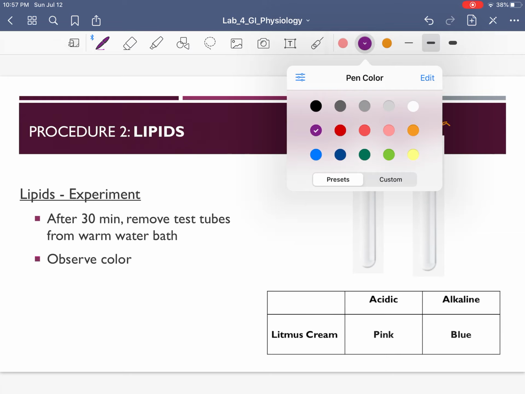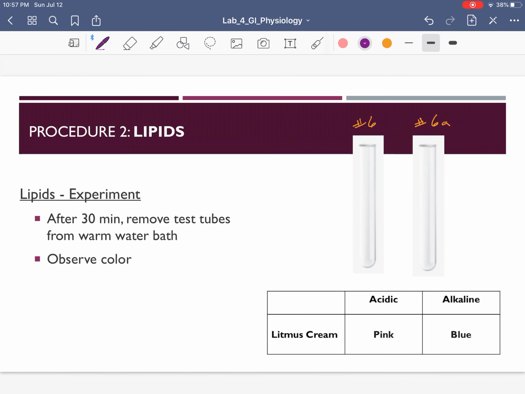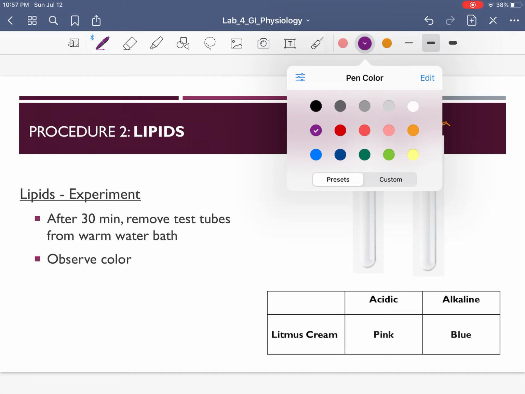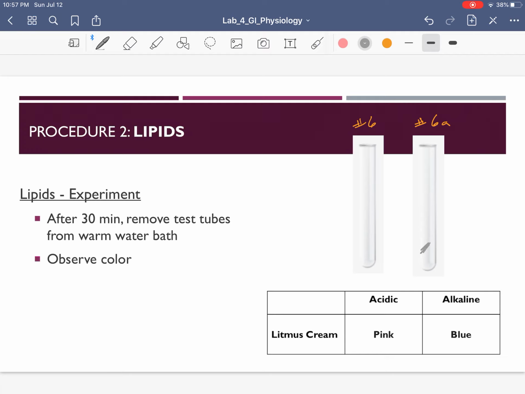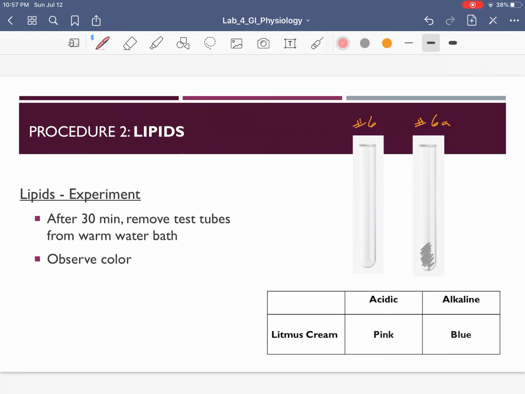6A, let me just go back to make sure I know what color it was. It was that light blue. Okay. 6A, let's just say it turns this color. Whereas test tube number 6 is going to turn this. So you can identify which one is acidic and which one is alkaline.